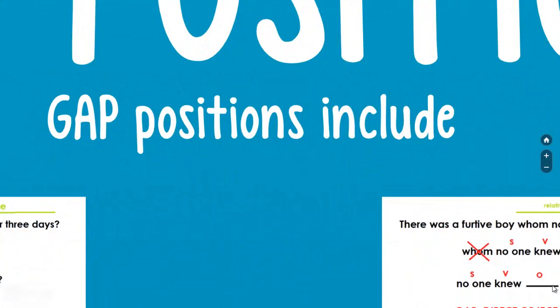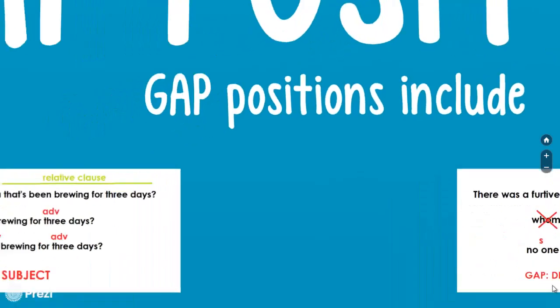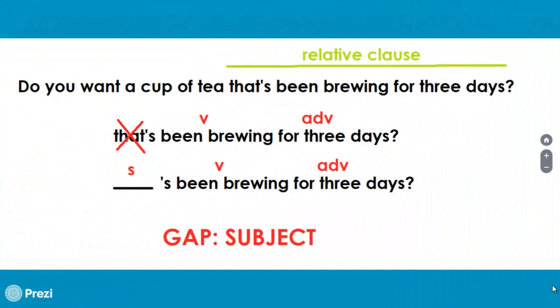In this first example, our relative clause that's been brewing for 3 days is modifying our head noun, which is tea. Remember that in order to find the gap position, we need to think of the relative clause alone, removing the relativizer. Please check that in the following case, we have removed that, which is in this case our relativizer, and what we have is 's been brewing, which is the contraction of has plus been plus brewing, and an adverbial.